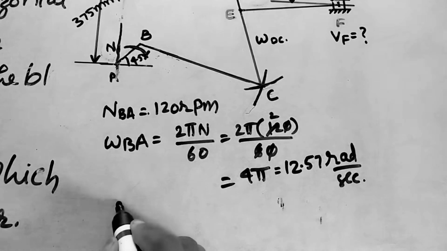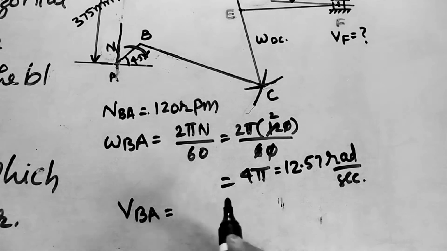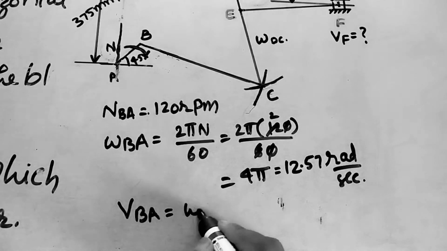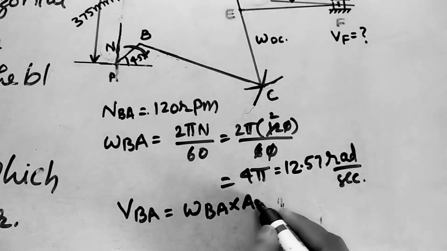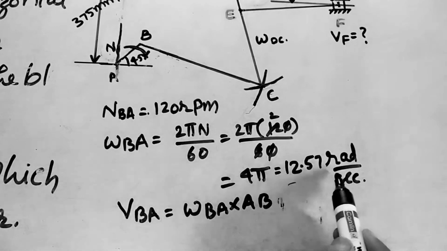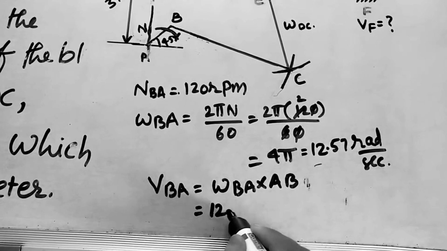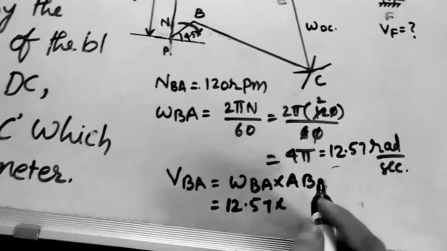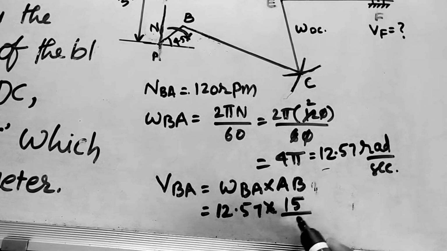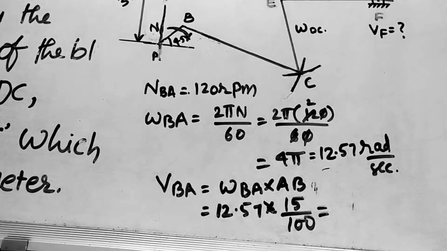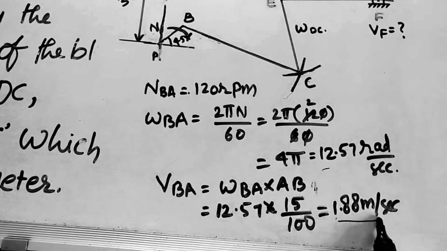For finding the linear velocity we have one formula: VBA, or VB, is equal to omega BA into the original length of AB. Substitute the value here: 12.57 into the AB length, which is 150 mm, so 15 centimeter, which I am taking in meters. So the linear velocity VBA is 1.88 meter per second.